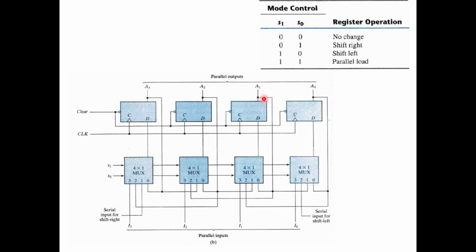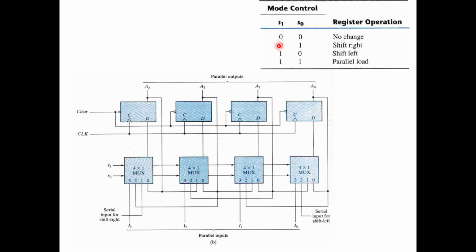Whatever A3, A2, A1, A0 values are there, they are simply circulating in one full circle. It goes from here through the multiplexer, is given to the input of the D flip-flop, and appears at the output side. So that's why when you apply both 0 0, it's going to be the no change state.